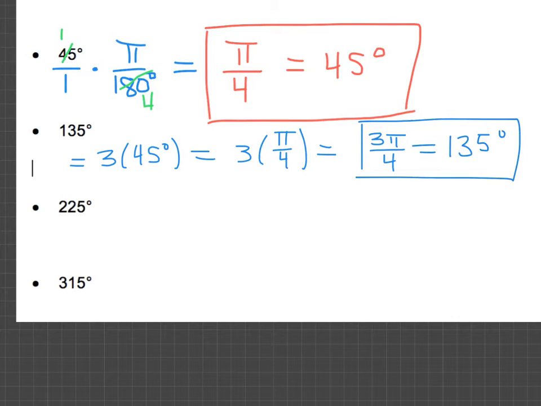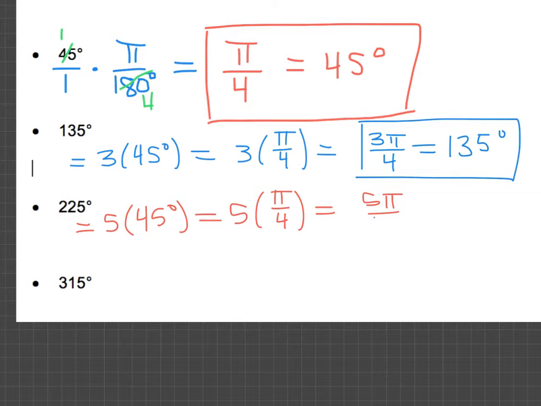Now let's look at 225. Well, 225 is equal to 5 times 45 degrees. So 5 times, replace 45 with pi over 4, we get that 5 pi over 4 is equivalent to 225 degrees.